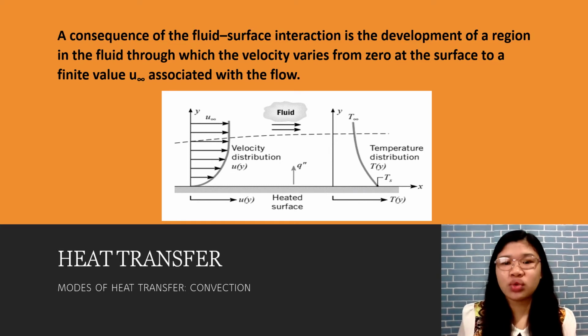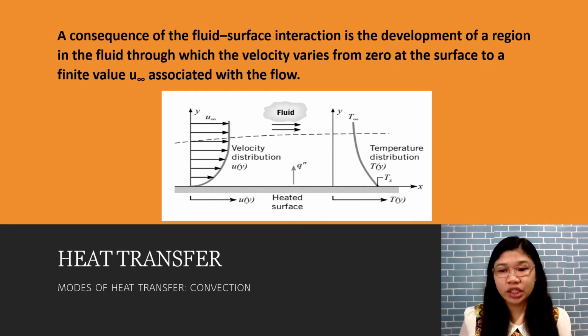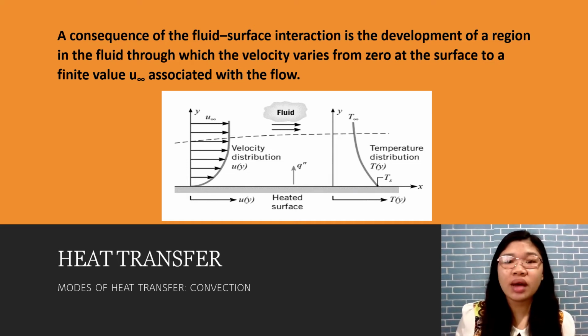So this region is what we call the thermal boundary layer. If we have the velocity distribution, as you can see in the image, we call it the velocity boundary layer or hydrodynamic boundary layer. In here, the temperature distribution, we call this thermal boundary layer. This may be smaller, larger, or the same as the size of the velocity boundary layer, but it depends on how the velocity varies. We cannot say that. It depends upon the variation of the velocity.